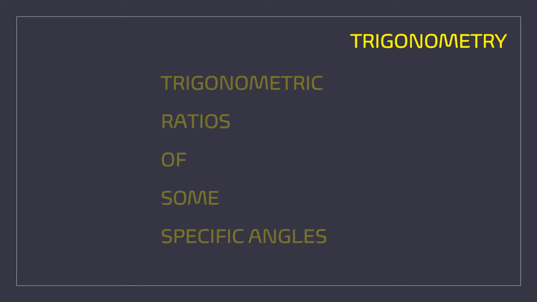In my last class, I started the concept from the chapter trigonometry, that is trigonometric ratios of some specific angles. And make sure you have learned by heart the values of all the T ratios for the specific angles. Now in this class, I will discuss some problems related to this concept.